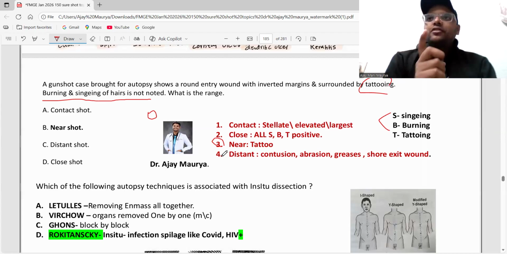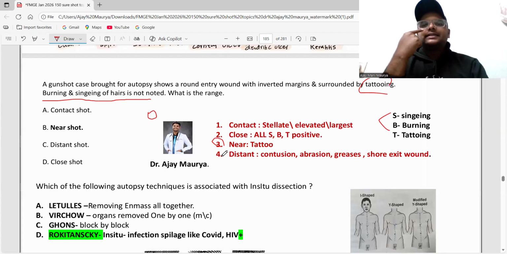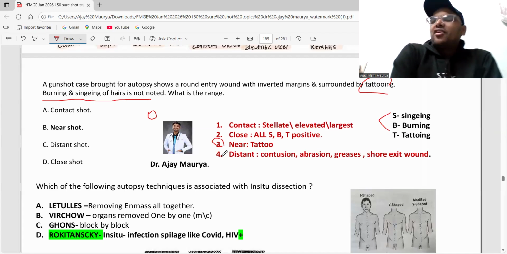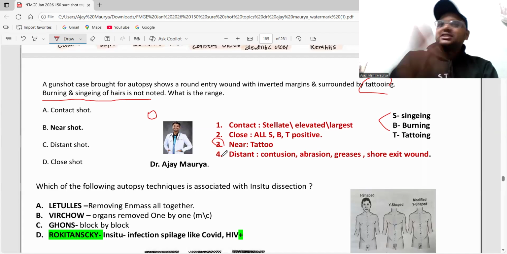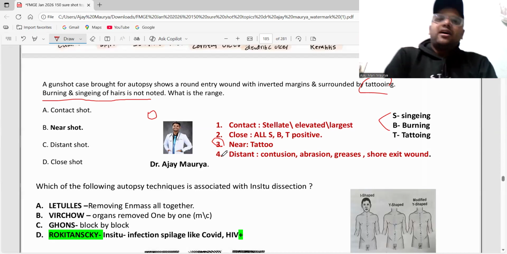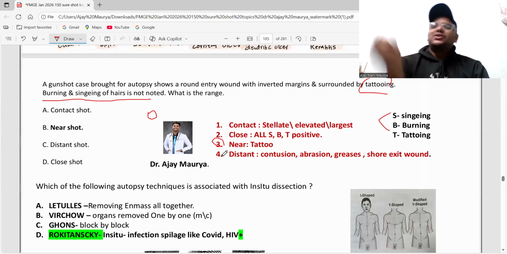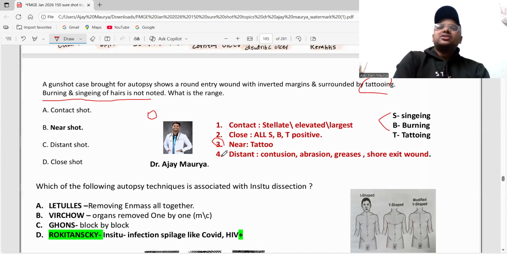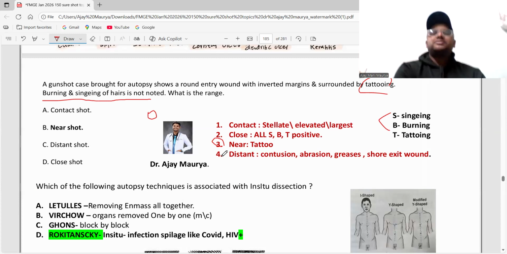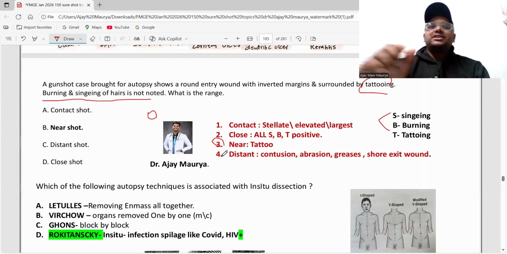In a contact shot there is a stellate-shaped wound, and singeing, burning and tattooing are all present. In a near shot only tattooing is present. In a distant shot there is contusion, abrasion and graze, and the exit wound is present. This is the key point to remember.